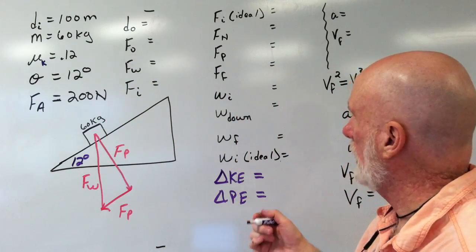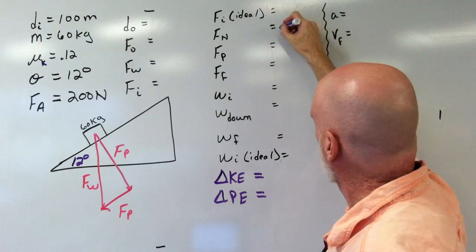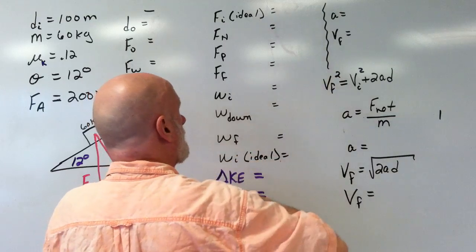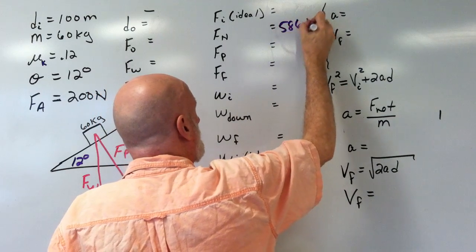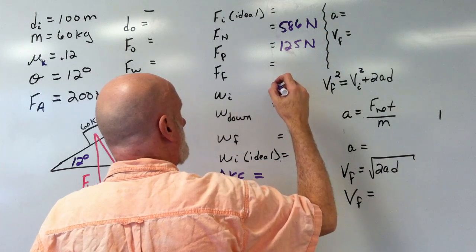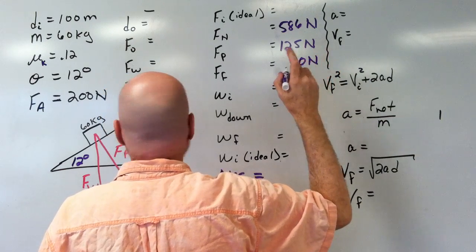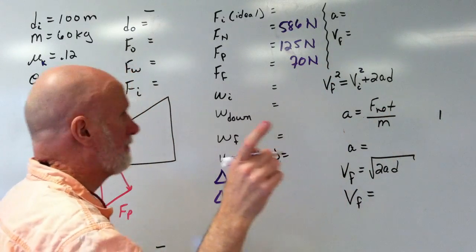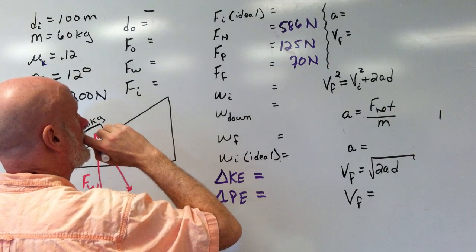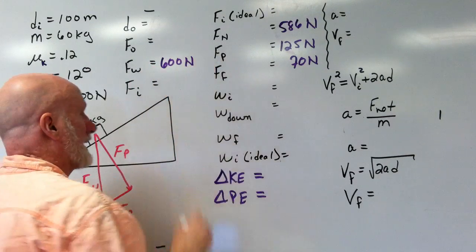What did we do already? What do we know? Yes, we have FN, which is 586 newtons. FP, which is 125 newtons. FF, which is negative 70 newtons. Let's not say negative yet, just because I want to build that. What else? Oh, FW is here, yes, FW is 600 newtons. That's what we did so far, right?